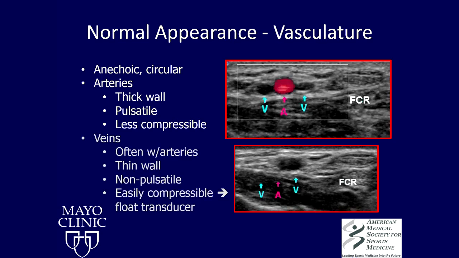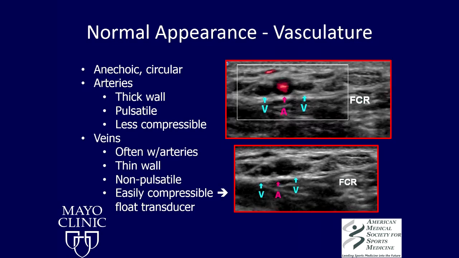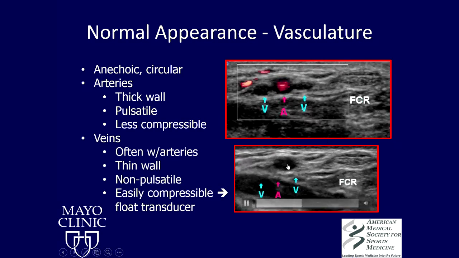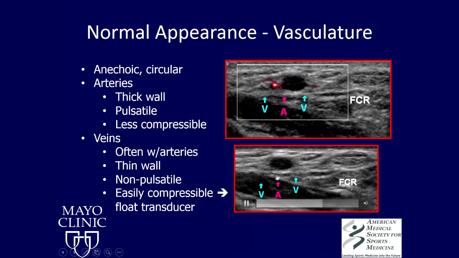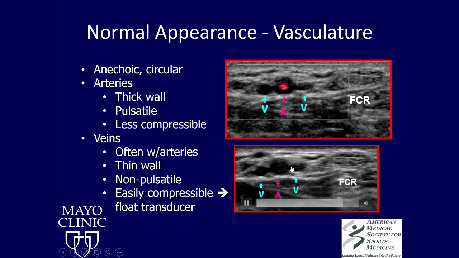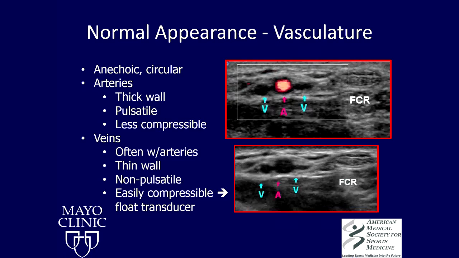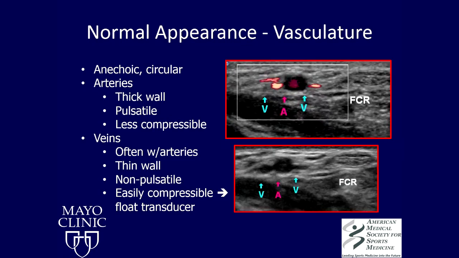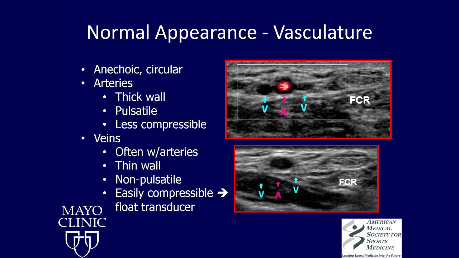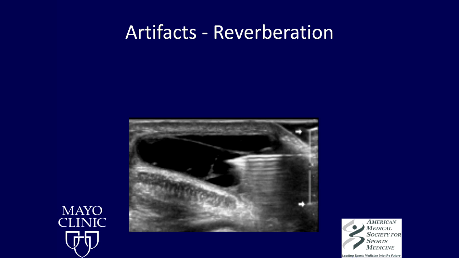Arteries have a thicker wall and are going to be pulsatile and less compressible, whereas veins are very compressible. So here you can see the artery and here are the veins. And with minimal compression, the veins go away and the artery stays in that area. So if you want to see veins, you have to remember to float your transducer with gel and really minimize the amount of compression. Finishing up here, I'm going to talk about a few more artifacts.